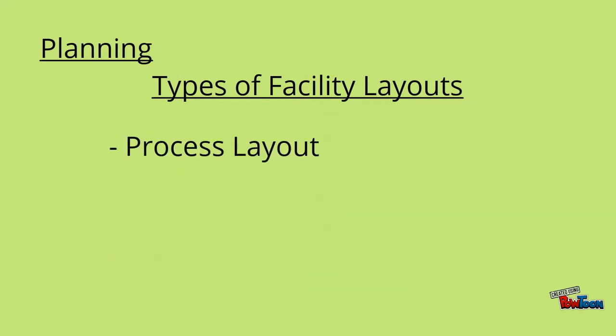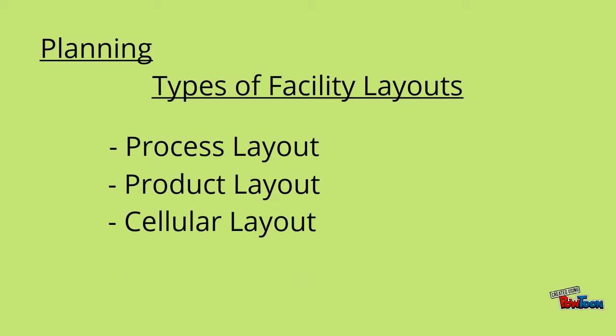A process layout is where goods proceed from one department to the next, each performing a specific step in the production process along the way. A product layout is where there is a series of workstations along an assembly line which assemble pre-made parts. A cellular layout is where small teams work as self-contained units to build products or component pieces.